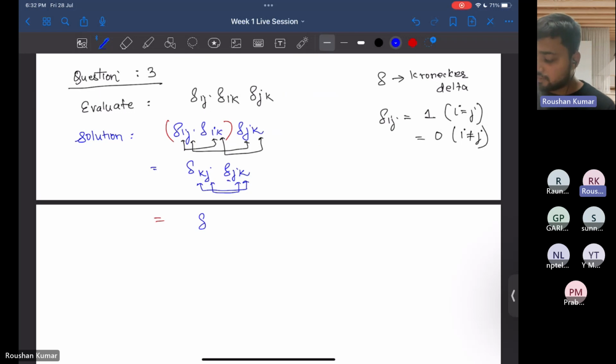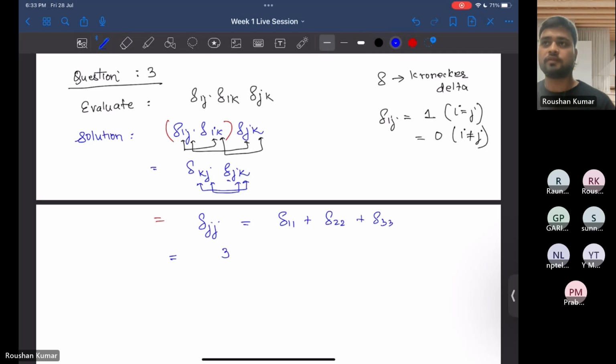So we are replacing k with j, so it becomes del jj, and j goes from 1 to 3, and here j is repeating twice. That means it shows summation over j, so it becomes del 11 plus del 22 plus del 33. And from the definition of canonical delta, if i is equal to j, we will get the value 1, and if i not equals to j, it becomes 0. So here i equals j in all the 3 terms, so it becomes 1 plus 1 plus 1, that is 3. So the value here is coming out 3.